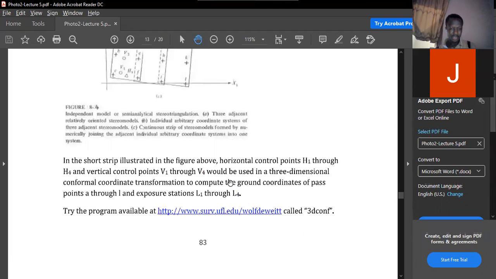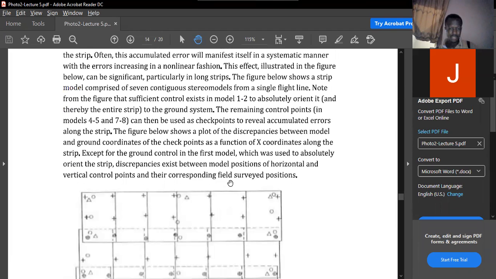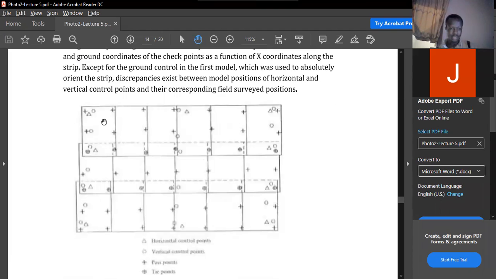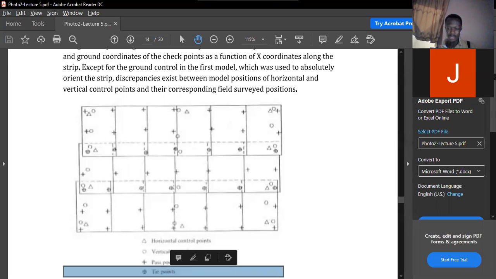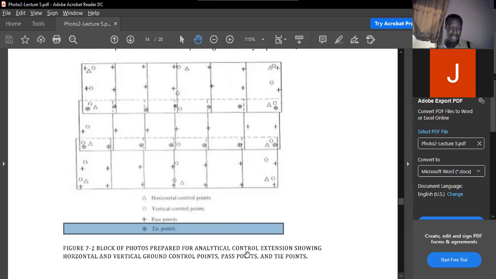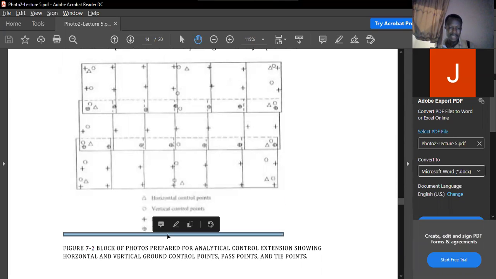Here we're talking about a lot of models. You see the triangles in this diagram. The triangles are horizontal controls, like I said, and sometimes a point can be vertical and horizontal at the same time. That is also important. Down here there's a key. The tie points are represented by a round circle with some kind of cross in it.